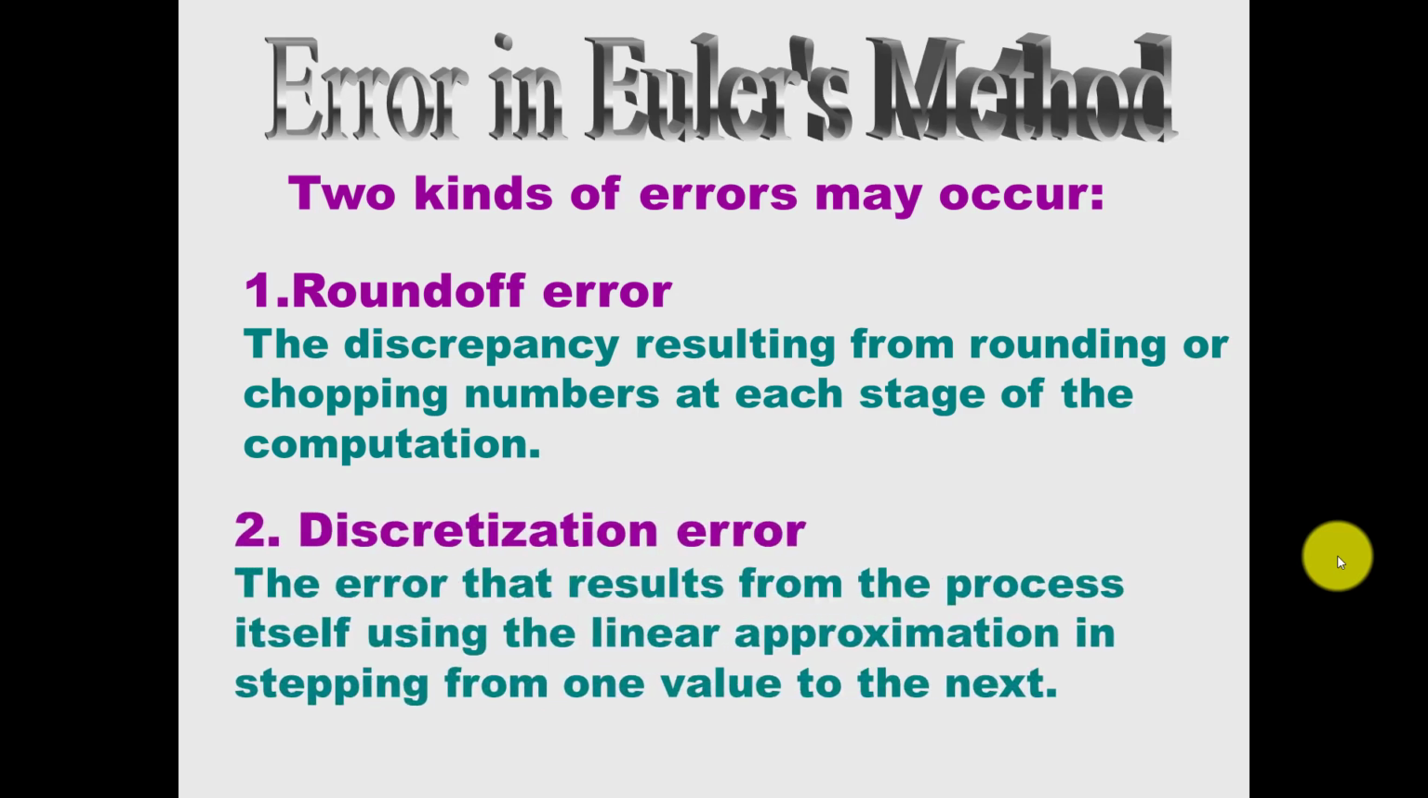The second type of error is what we call the discretization error, and it's the error that results from the process itself. You're using a linear approximation and not following the curve. And so the combination of those two errors would be your total error. There's no rule of thumb that says round to this many decimal places or make the intervals this small. The errors kind of work in conjunction with each other, and it's typically a combination of the two that gives you the best result.